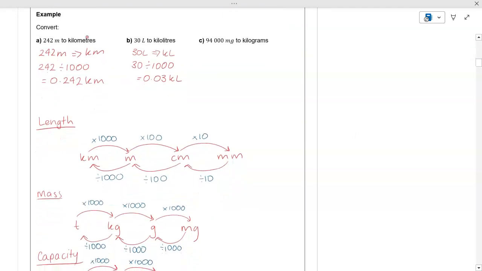And the last one, I'm going milligrams to kilograms. So I've got here milligrams to kilograms. So I have to do 2 lots of 1,000. So 94,000 milligrams, and we're going to kilograms. So you could do this in one go, or you can do it bit by bit. Okay, so this would mean I'm moving 6 decimal places. So 1, 2, 3, 4, 5, 6. So 0.094 kilograms.